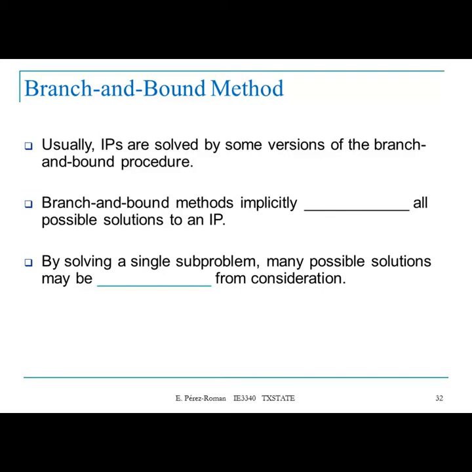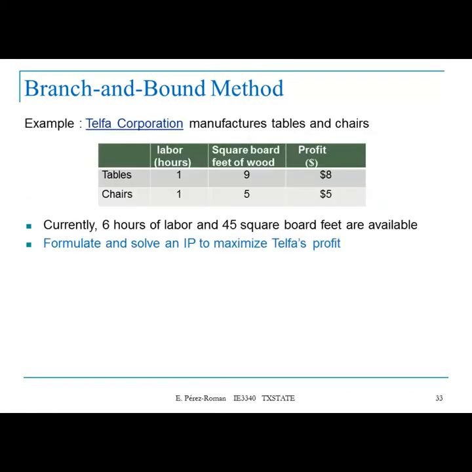The branch and bound method implicitly enumerates all the possible solutions to an IP. By solving a single problem, many possible solutions may be eliminated from consideration. So you follow the strategy of enumeration, but at some point this method will tell you, okay, let's start branching from this solution. If you get this number, do not look more in that particular branch, follow the next branch. And you'll see how that works.